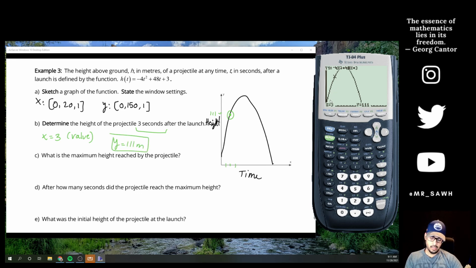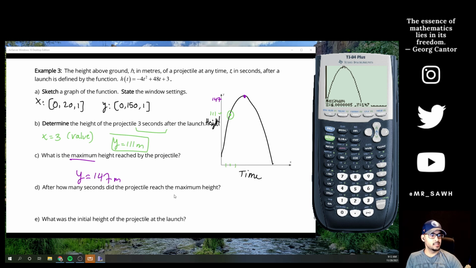Part C says, what is the maximum height reached by the projectile? Maximum is the key word. So second trace, option 4 is maximum. We'll do the same left bound, right bound. So left bound of the vertex, and then right bound of the vertex. Move your cursor far enough over, enter, enter one more time. And here is our maximum. So the maximum height reached by this projectile, which is y, is 147 meters. That value at the top is 147 meters.